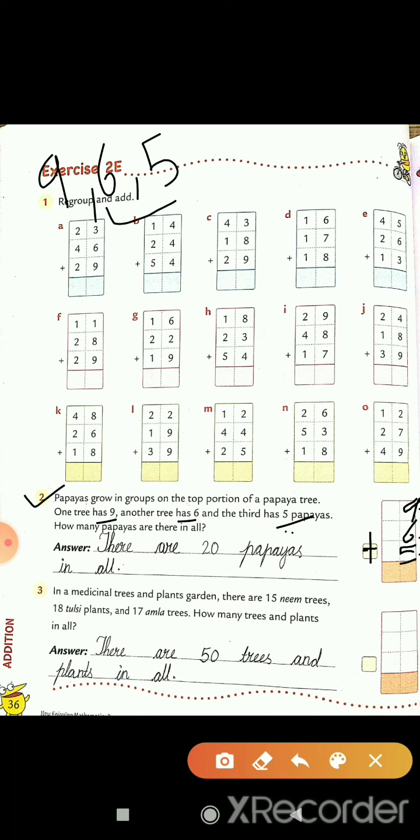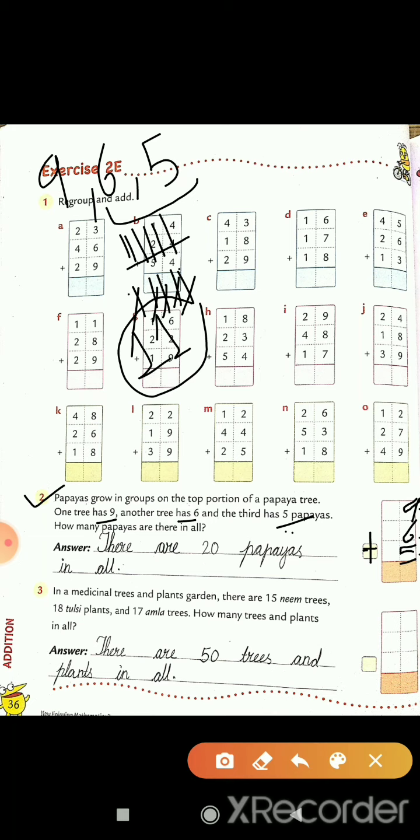Let us add 6 and 5 first. So 1, 2, 3, 4, 5, 6. 1, 2, 3, 4 and 5. 6, what comes after 6? 7, 8, 9, 10 and 11. So the answer of 6 and 5 is 11. Then 9 is remaining, so add 9 to 11. 1, 2, 3, 4, 5, 6, 7, 8 and 9. What comes after 11? 12, 13, 14, 15, 16, 17, 18, 19, 20. What is the answer? 20.